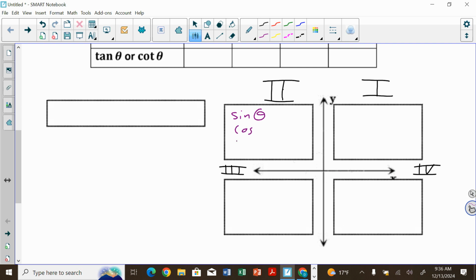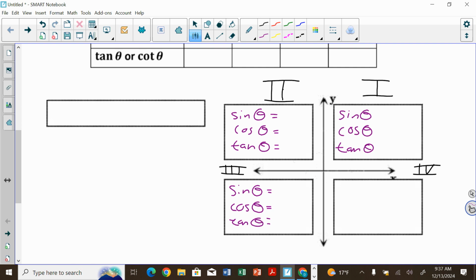So I'm just going to put sine, cosine, and tangent in here, because remember, the other ones are just reciprocals of that, right? Cosecant is the reciprocal of sine, secant is the reciprocal of cosine, and cotangent is the reciprocal of tangent. So those signs are not going to change just because it's a reciprocal. So a positive, negative won't change at all.